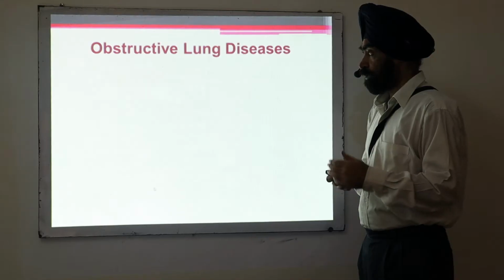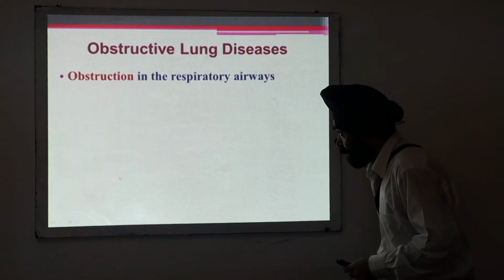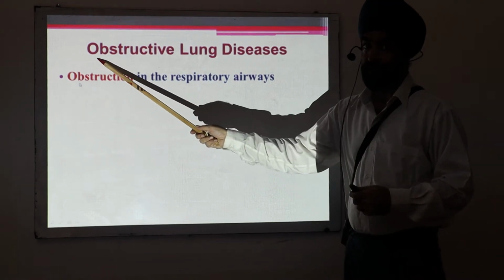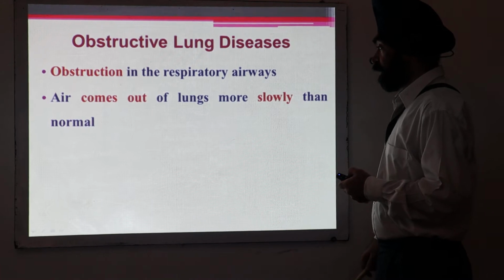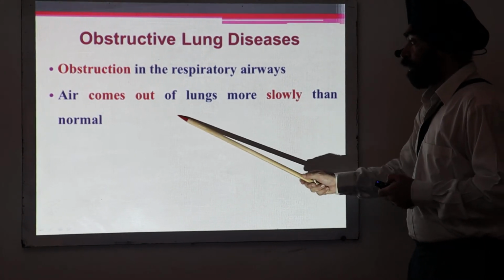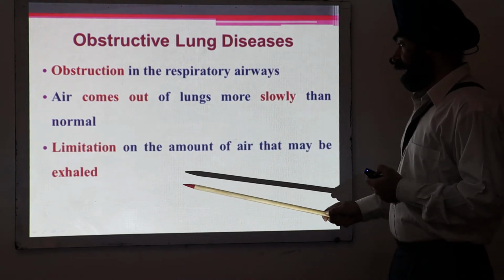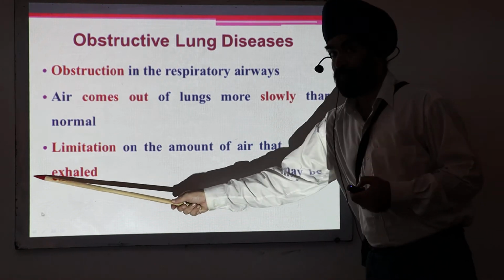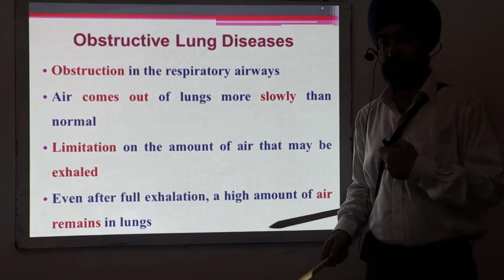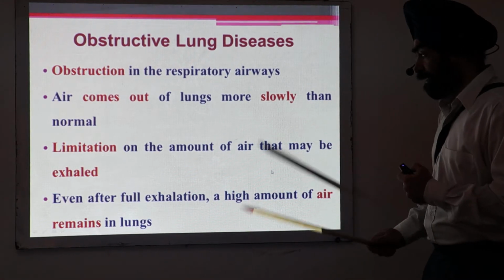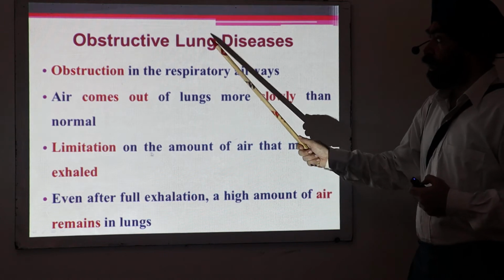So in this video, first of all I will discuss the obstructive lung diseases, what we mean by this. When we say obstructive lung diseases, the major point is obstruction, some blockade in the respiratory airway, in the bronchi. As a result of that obstruction, air comes out of the lung more slowly than normal. That means the person feels difficulty in removing air from the body. The limitation on the amount of air that is exhaled is the basic problem in this condition. Even after full exhalation, when the person has forcefully removed all the air from the lungs, some amount of air still remains in the lungs. That is the characteristic feature of the obstructive lung diseases.